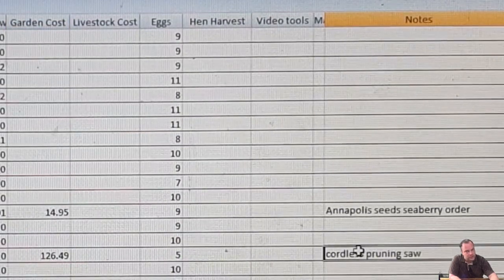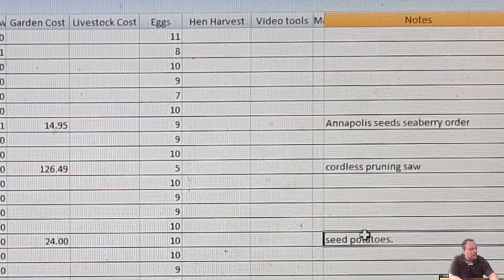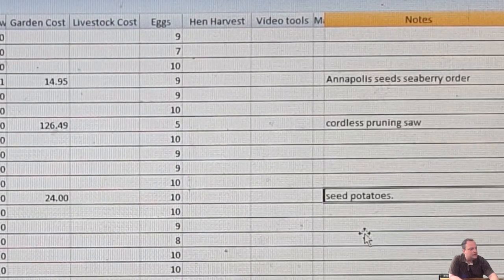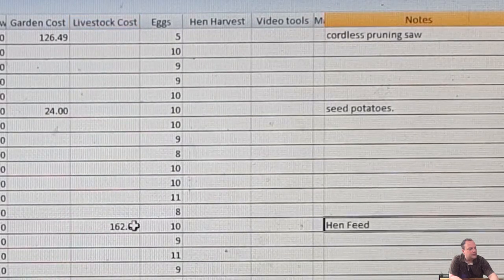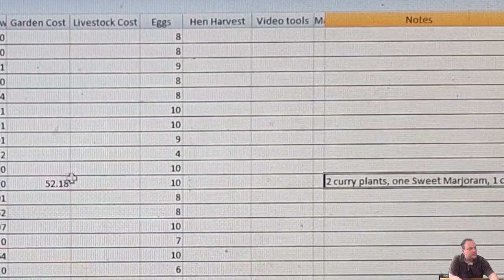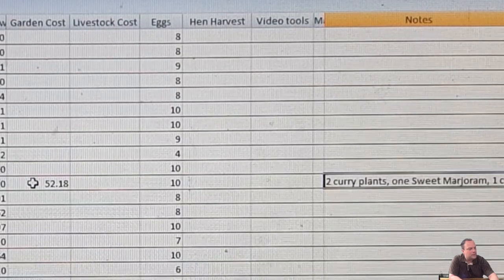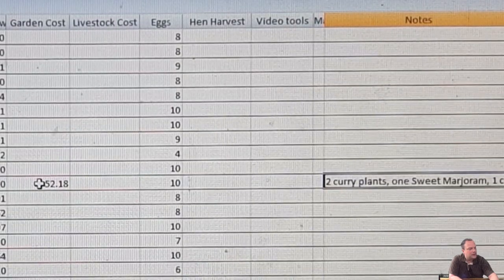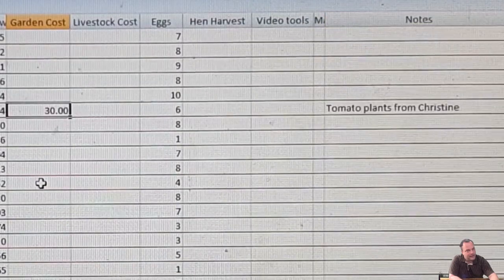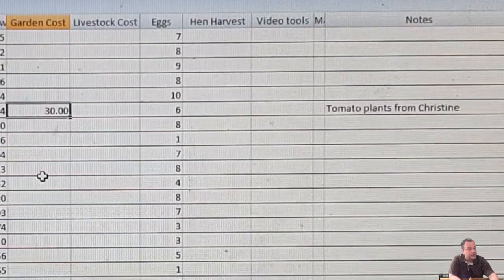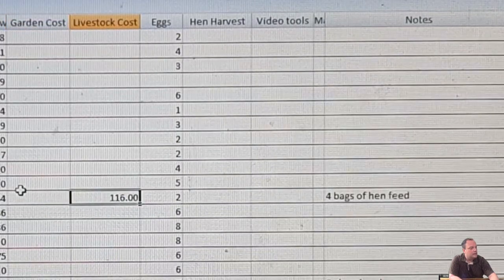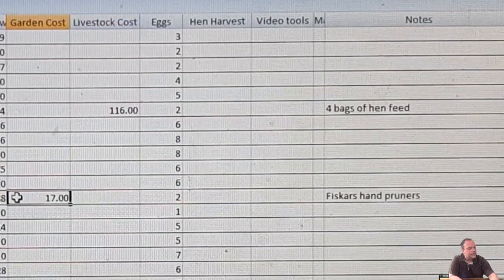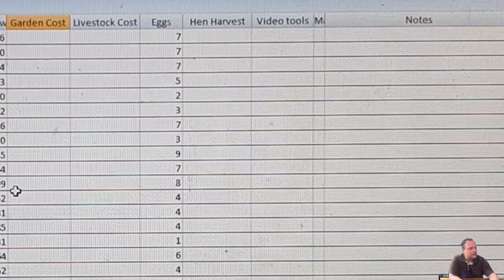I bought that cordless pruning saw, which I did a video of. I bought seed potatoes. Then under livestock costs, I bought some hens feed. This is from the nursery: 2 curry plants, 1 sweet marjoram, 1 cranberry bush, and some flower seeds. Yeah, I wrecked all my tomato plants this year, so I had to go and buy tomato plants. 4 bags of hens feed, Fiskars pruners, the ones I had broke.